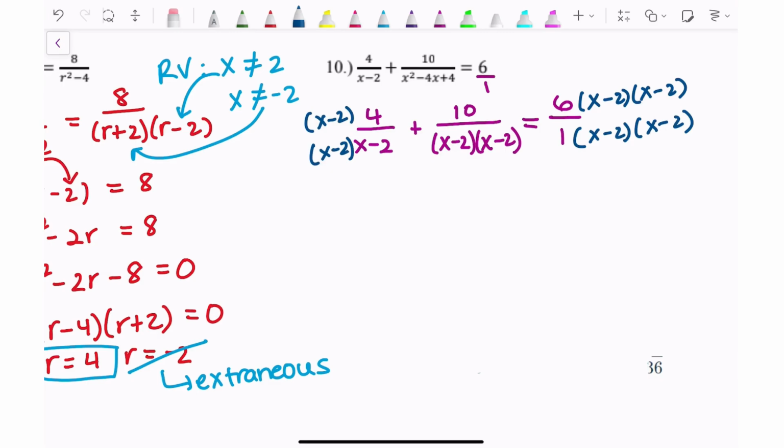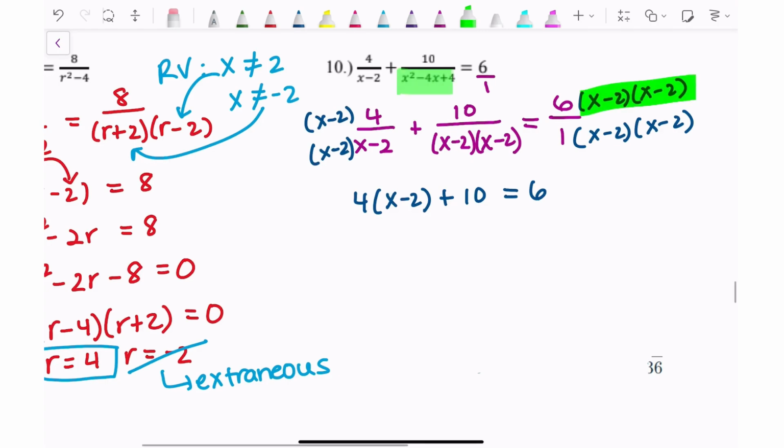I'm going to drop my denominators. I have 4 times x minus 2 from the first fraction. I have plus 10 from the second fraction. In the third fraction, I have 6 times x minus 2 times x minus 2. Now, we know what x minus 2 times x minus 2 is. It's this trinomial right there. We just factored it. So I'm just going to go ahead and write it down like that to make my life easier. Just redistribute it back.